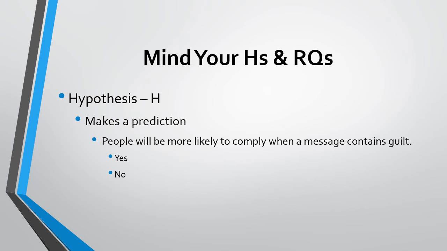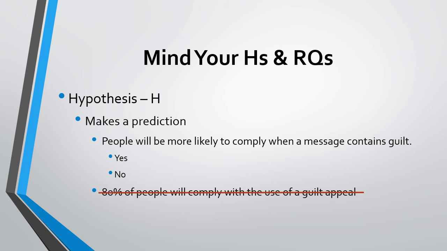So people will be more likely to comply when a message contains guilt. It's a prediction, right? It's not a question, it's a statement. And then as a researcher, you'll come back and say, yes, I found support for it, or no, I didn't find support for it. A prediction like 80% of people will comply with the use of a guilt appeal, that is not a hypothesis. That's not what we do.